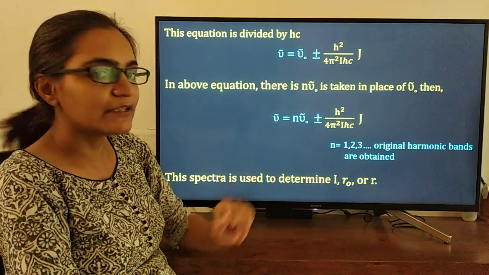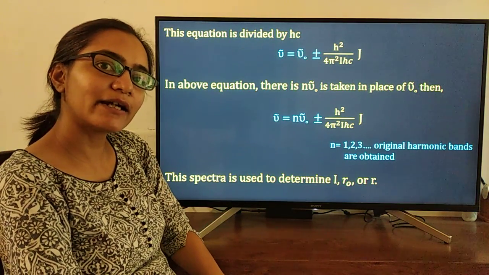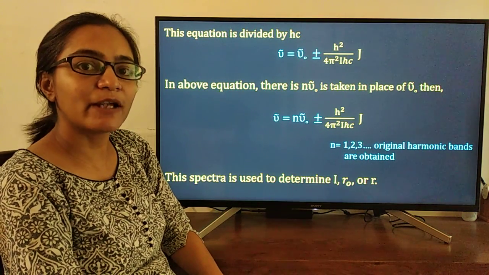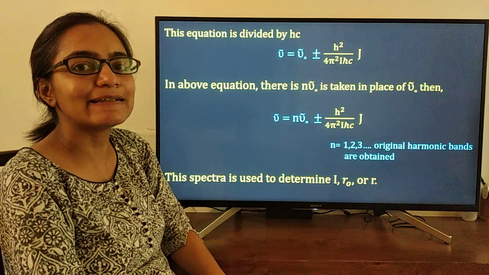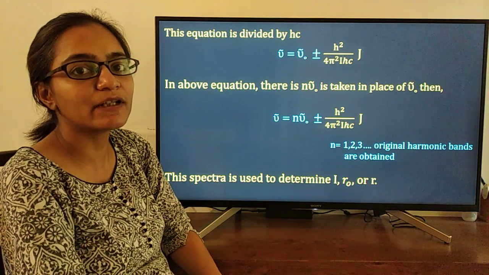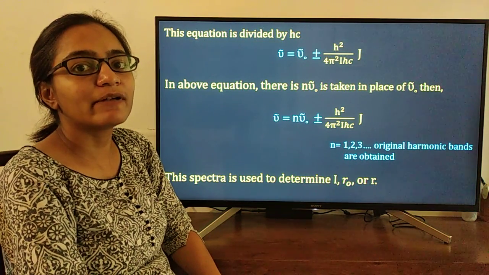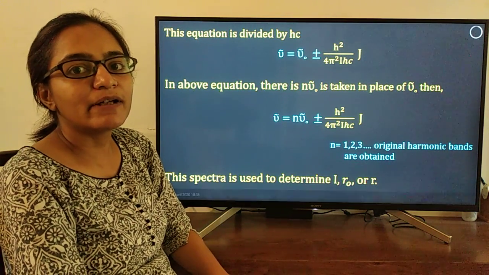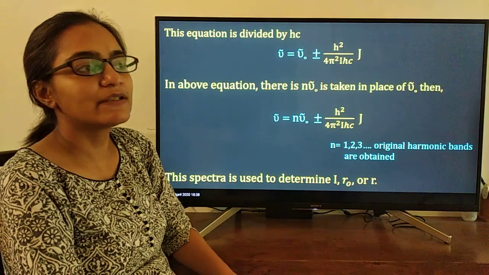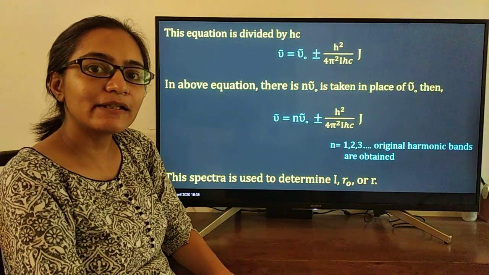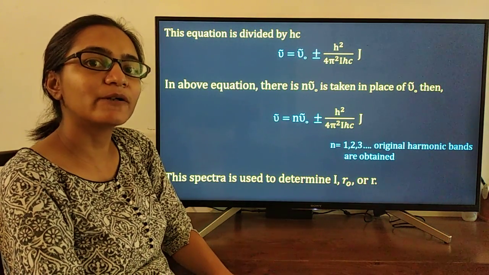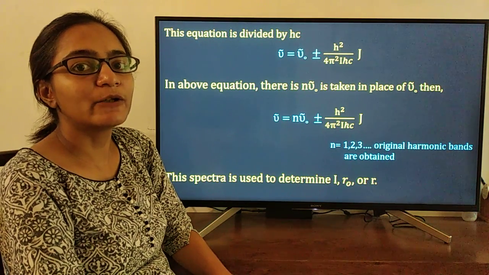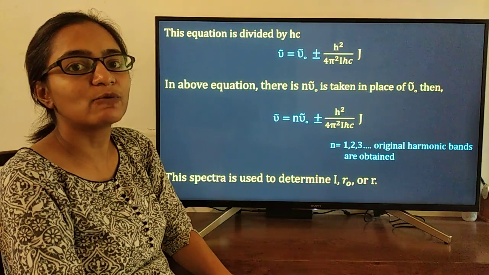Now from the value of this wave number, we can easily identify the value of the moment of inertia, and from the value of the moment of inertia we can easily find out the distance between the two atoms. From these two theories, we can conclude that we can easily find out the value of the moment of inertia as well as the internuclear distance between the two atoms.